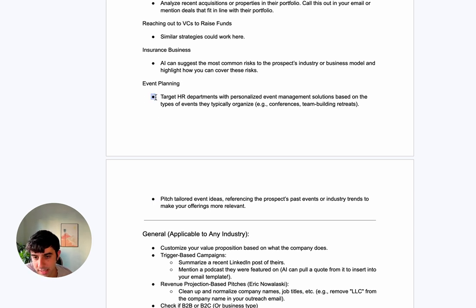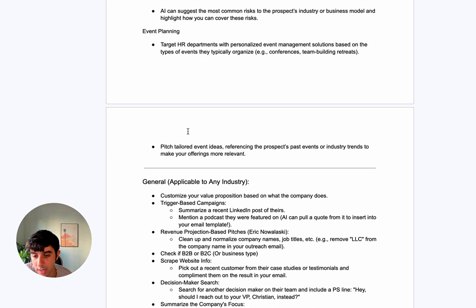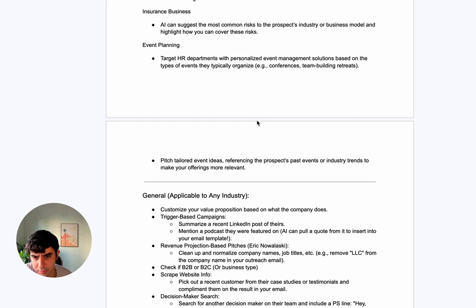I could find this because I could prompt AI to go check their social media, right, for previous events. And then I could say, hey, we can help you with running those events or whatever it is, right? Or even better, I could just pitch tailored event ideas by referencing the prospect's past events or just industry trends that would be relevant to them, right?